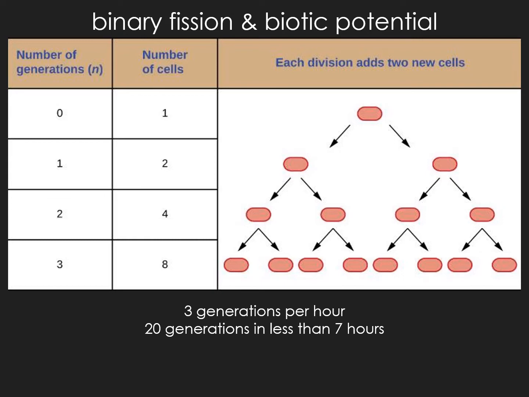And what that means is that that cell can grow and divide and become over 1 million cells in that 7 hours. So one cell can become 1 million in less than 7 hours, and that, my friends, is a huge amount of biotic potential. So again, the biotic potential of microorganisms is not attributable to the number of offspring per reproductive event.